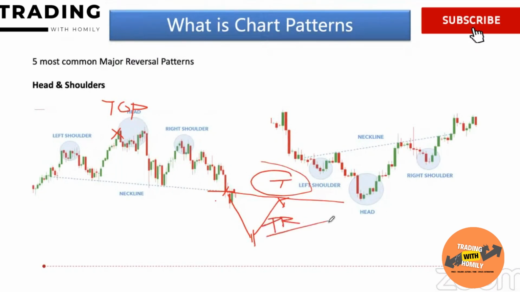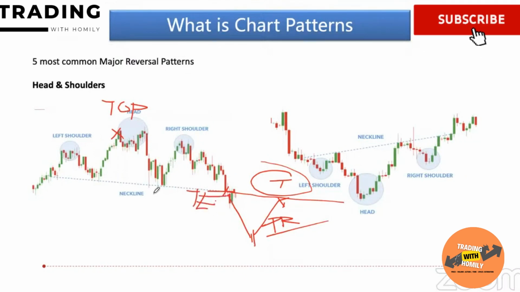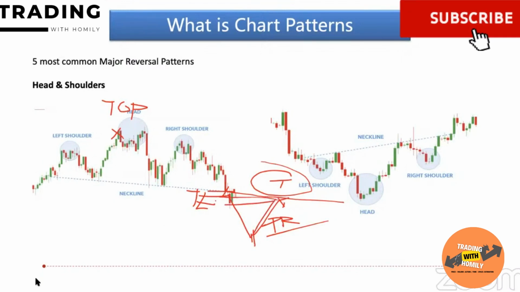So you see, what I'm trying to say over here is that even though it is a top pattern, it does not necessarily mean that it is the end. After breaking the neckline, you wait for the next opportunity to come. And then your target price is actually the neckline. As simple as that. That's one way to look at it.